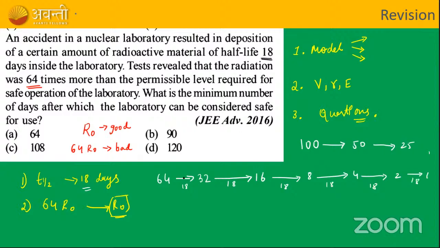So how many 18 days are there in total? 1, 2, 3, 4, 5, 6. Totally 6 times 18 days, which is equal to 108. So after 108 days, I can go to the room, because 64 R naught will become just 1 times R naught. So it's very safe for me to go to that particular room.